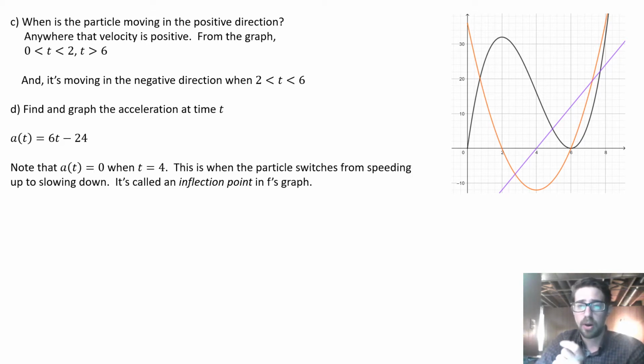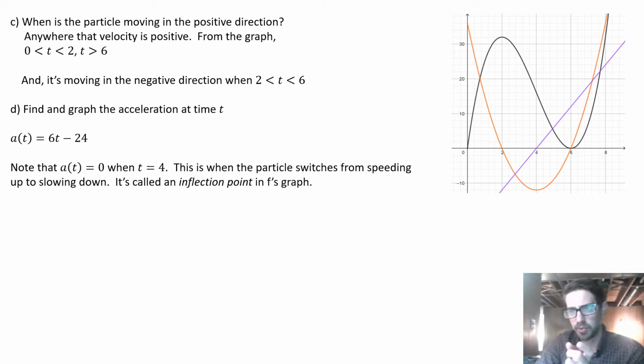Right, so the acceleration is 0 right at time t equals 4 seconds. And you could very easily solve 6t minus 24 equals 0 to get that algebraically. You can probably do it in your head. T is 4. So that becomes important. That's called an inflection point in the graph of f.